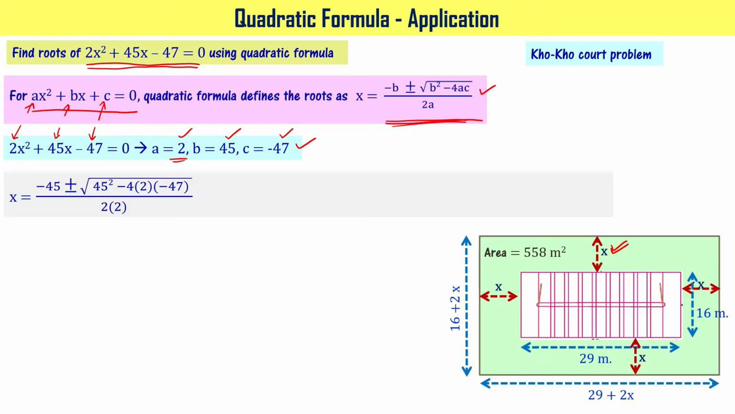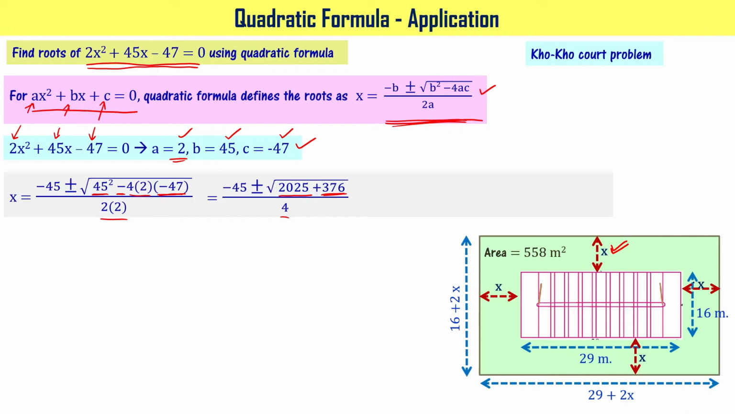This can be simplified and written as minus 45 plus or minus square root of 2025, that is 45 square. 45 square is 2025. And here you have 4 times 2, that is 8. 8 times minus 47, and here you have a minus sign, right? Minus 8 times minus 47 is plus 376. Divided by 2 times 2, which is 4, right?